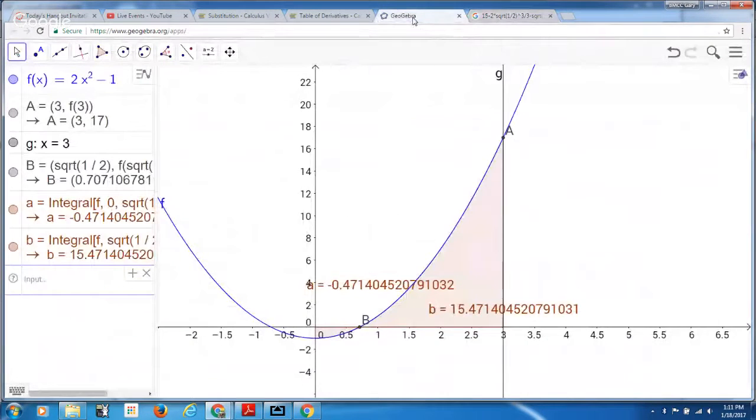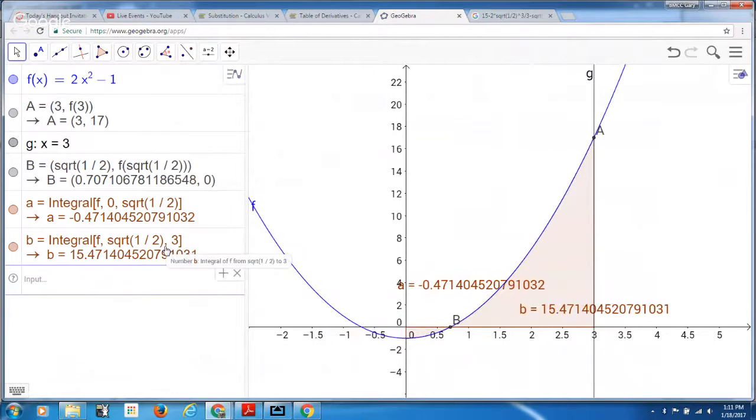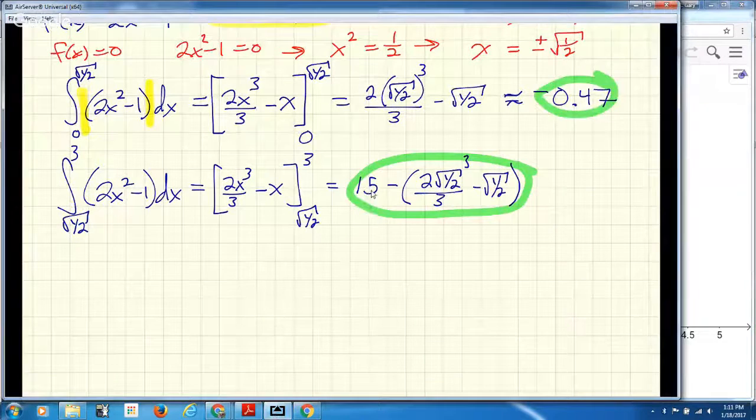Did I type something wrong in GeoGebra? I don't think so. Interesting. Square root of 1/2, 0 to 3. Okay, that is negative. And then if I integrate from, so let's just hide you for a moment, square root of 1/2 onto 3, that should be 15.47. That makes sense, because we've got 15 minus that negative 0.47.